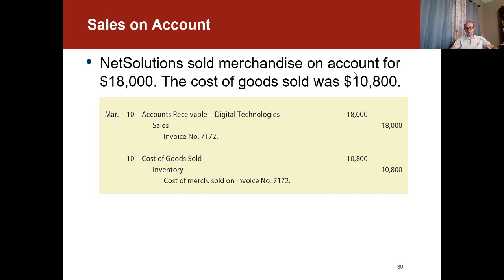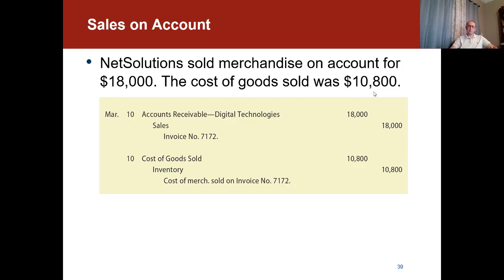Then the second journal entry would be related to the cost of goods sold, and it has to be based on the $10,800. So in this case, we debit cost of goods sold, very similar to any kind of expense. We debit it for $10,800, and then we credit inventory for the same value. Why are we crediting the inventory? Because inventory is going down, it's an asset. Assets, when they get reduced, we record them on the credit side.